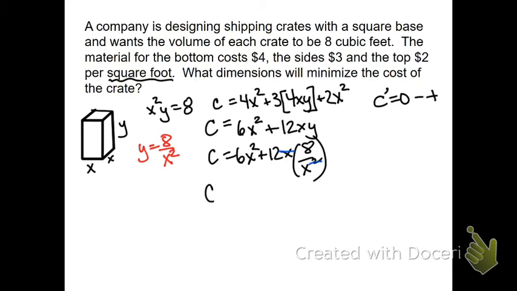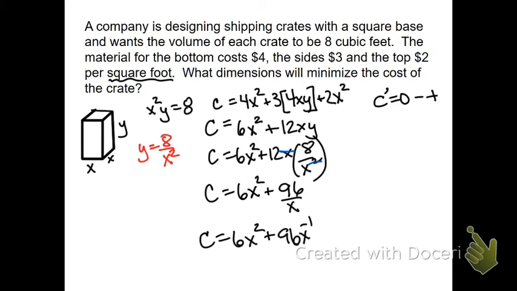And my new cost equation would be 6x squared plus 12 times 8 is 96, and we have an x on the bottom, okay? You can move the x up and make it a -1, or you can do it in your head. All right, do the derivative. The derivative will be 12x minus 96x to the -2. Set it equal to 0. Move the 96 over x squared to the other side.